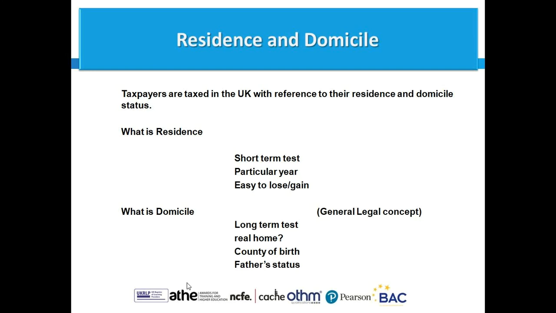So what is residence? Short-term tax, particularly year by year, and easy loss and gain. A general level of concept. So what is domicile? Long-term tax, real home, country of birth and future. So we need to look at whether the person lives in the UK, or lives outside for 180 days. Residence means that if you are not continuously living here and you went outside, your residency is cancelled. Even if you're a national, you can't claim the benefit like other people. So you have to come back, live 90 days, and then you can claim it.